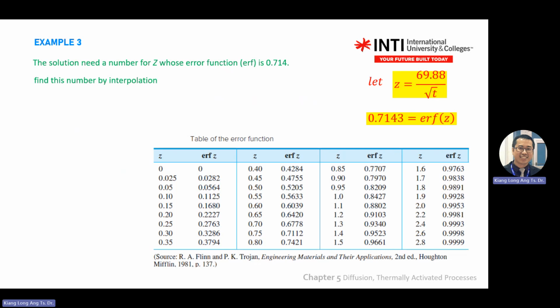Is here and here. It's about here and here. Okay. So the value of your Z will be 1.80 to 1.85. But for this module, you need 3 decimal places. So you need to do interpolation.